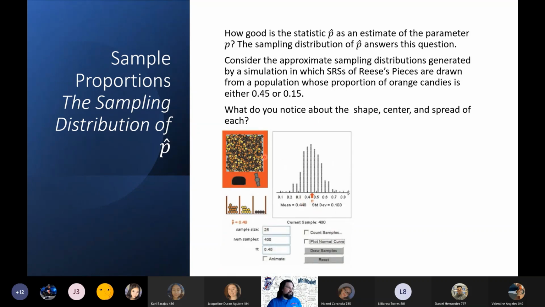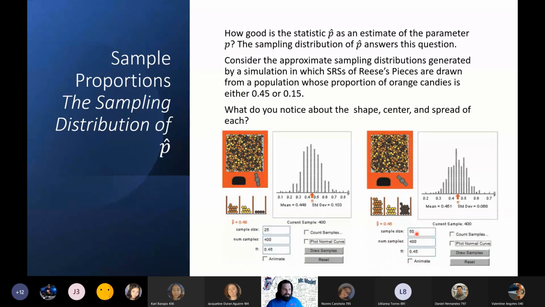So first, we have the distribution of our orange candies from a population whose proportion of orange candies is 0.45. Right. And one of our samples of 25 candies resulted in a proportion of 0.48. The sample distribution after doing 400 samples, we get a center that's essentially at 0.45, which is good. It's meaning that this is an unbiased statistic.